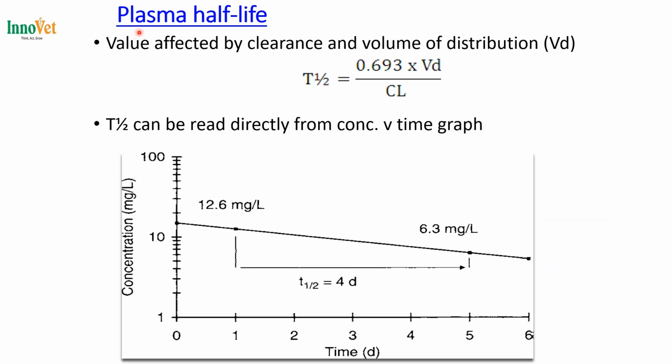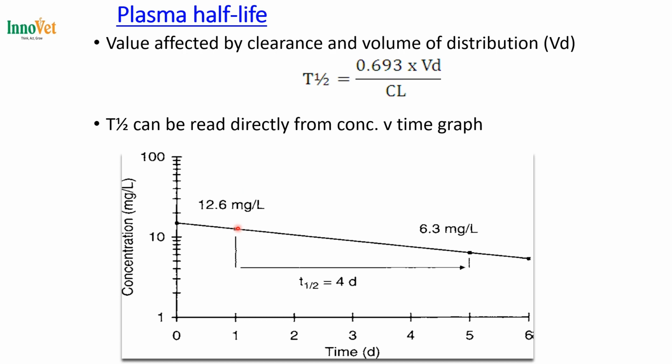So it is also important to appreciate that the value of the plasma half-life is greatly affected by the clearance, and the clearance is the volume of the plasma that is cleared of a drug, and also the volume of distribution of the drug within the body. So the formula for half-life is 0.693, and this is a constant, times the volume of distribution over the plasma clearance. So the half-life can be read directly from the concentration versus time graph.